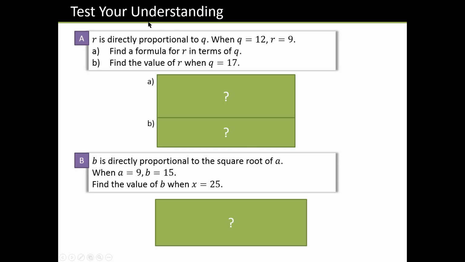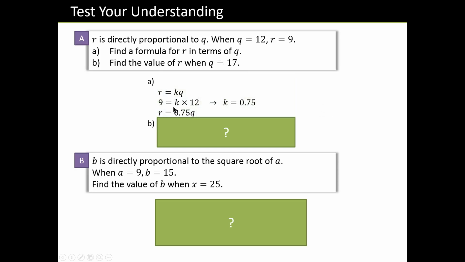Okay, so just test your understanding. Try and do these questions. Pause the video, do these questions, and see how you go. So r is directly proportional to q. When q is 12, r is 9. Find a formula for r in terms of q. And I'm assuming you've already paused this. I'm just going to go ahead and set up the equation. Find k. Rewrite the equation. Find the value of r when q is 17. Well, I'm just going to put in q. We know q is 17. Sub it in, and you get r is 12.75.